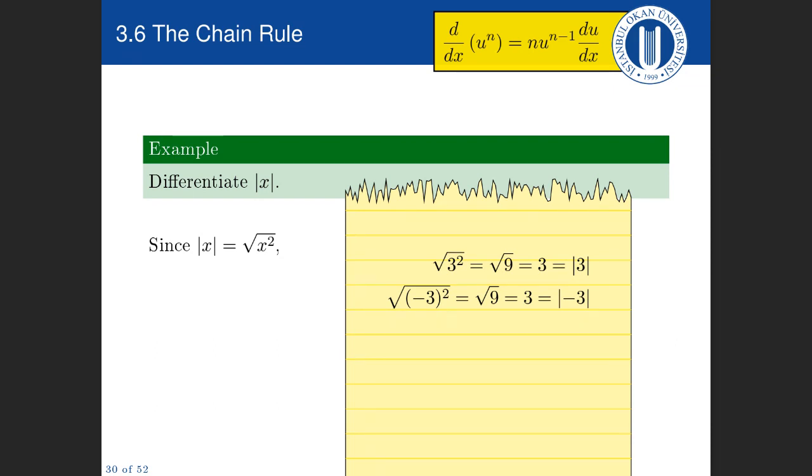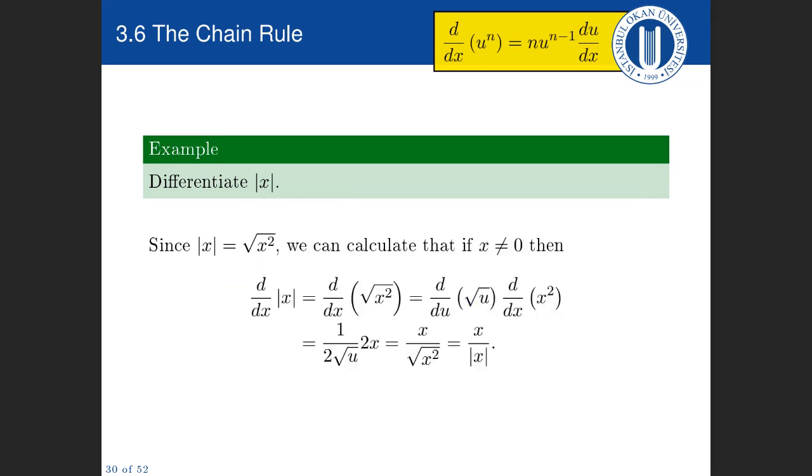But if x is -3, if I do -3 squared, and then I take its square root, that's the same as square root of 9 or 3, which is again the absolute value of -3. Square root of x squared is always the same as absolute value of x. Now, as long as x is not equal to 0, we can use the formula in the yellow box.